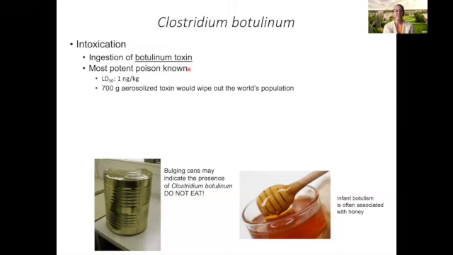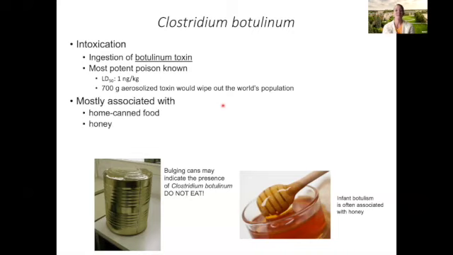Someone somewhere did the math to figure out that an LD50, a lethal dose necessary to kill 50% of your test subjects, is 1 nanogram of toxin per kilogram of body weight. And then they figured out that if you aerosolized 700 grams of this toxin, put it into air vents, spread it around the world, that would wipe out the entire world's population.